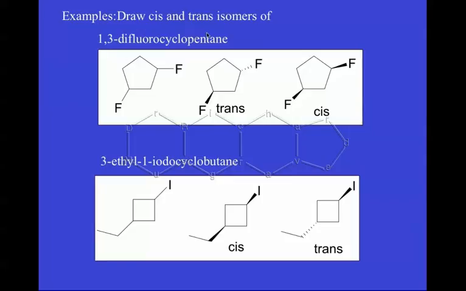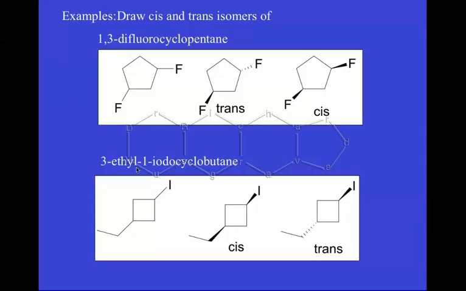If you were asked to draw cis and trans isomers of 1,3-difluorocyclopentane, for example, what you would do is draw the 1,3-difluorocyclopentane with no stereochemistry, and then show the trans with one F sticking up and one F sticking down, and it really wouldn't matter. This F could be sticking up and this one could be sticking down, but one has to be up and one has to be down for trans. And for cis, you draw it with the F sticking up and the F sticking up here, and you could also draw the F sticking down and the F sticking down here. That would be cis as well.